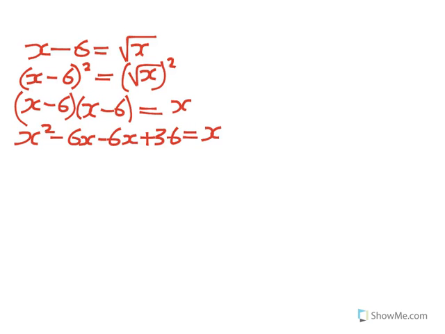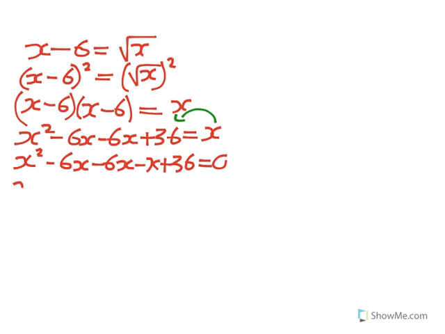You make x join the other side. You are going to have x squared minus 6x minus 6x minus x plus 36 is equal to 0. Then you're going to have x squared minus 6 and minus 6 minus 1, that is minus 13x plus 36 is equal to 0.